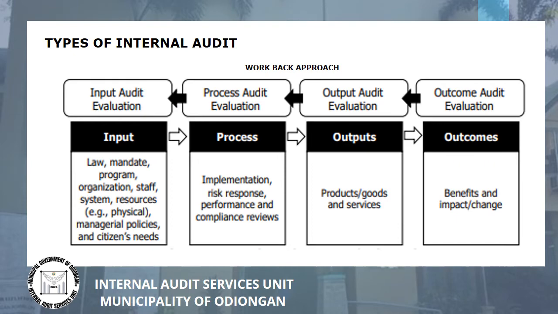The work-back approach diagram. This is the diagram of the work-back approach, wherein regular operations audit starts from input to process to output to outcome. It shall start with the outcome, as outcome audit, evaluating whether the objectives set, benefits, or impact and change are reached, then going back to input evaluation on the laws, rules, and policies, mandate, and others.